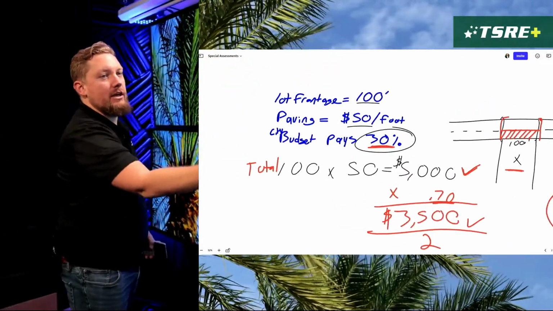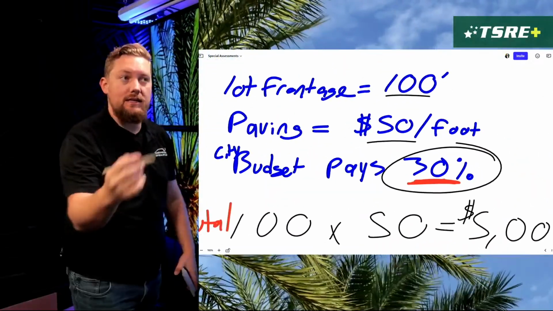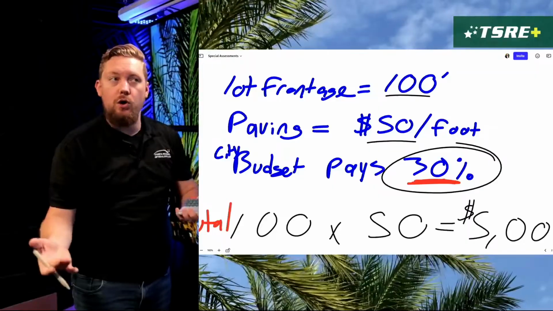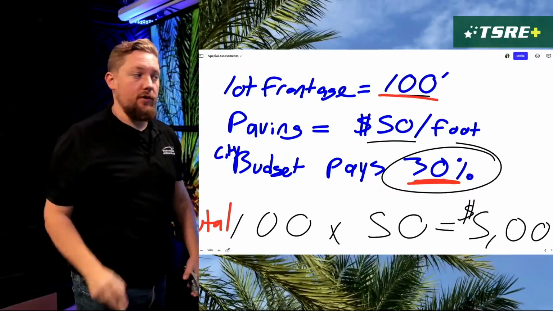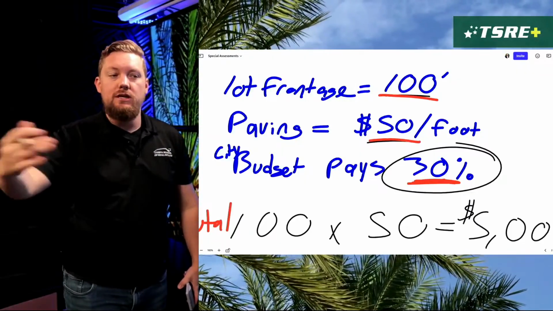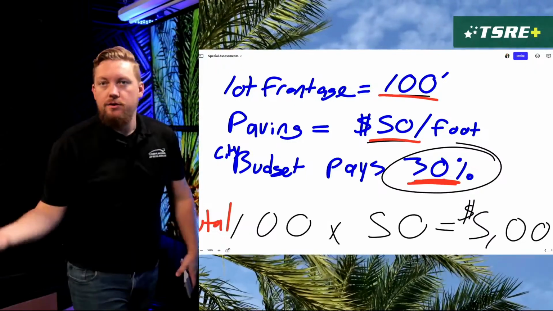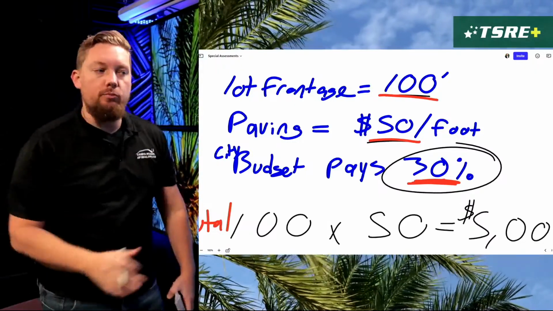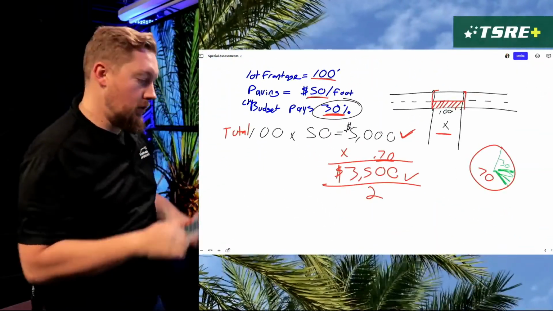Now, in your question, you're not going to see that. You're not going to see any of the diagrams, the visuals. You're just going to see these key details in the word problem. The dimensions of the property, where you need to get the frontage or the first number. The paving costs, that a contractor has agreed to pave the street for $50 per foot. The city pays for 30% of that. What is the homeowner's share of the special assessment, or what would the special assessment for the homeowner be?